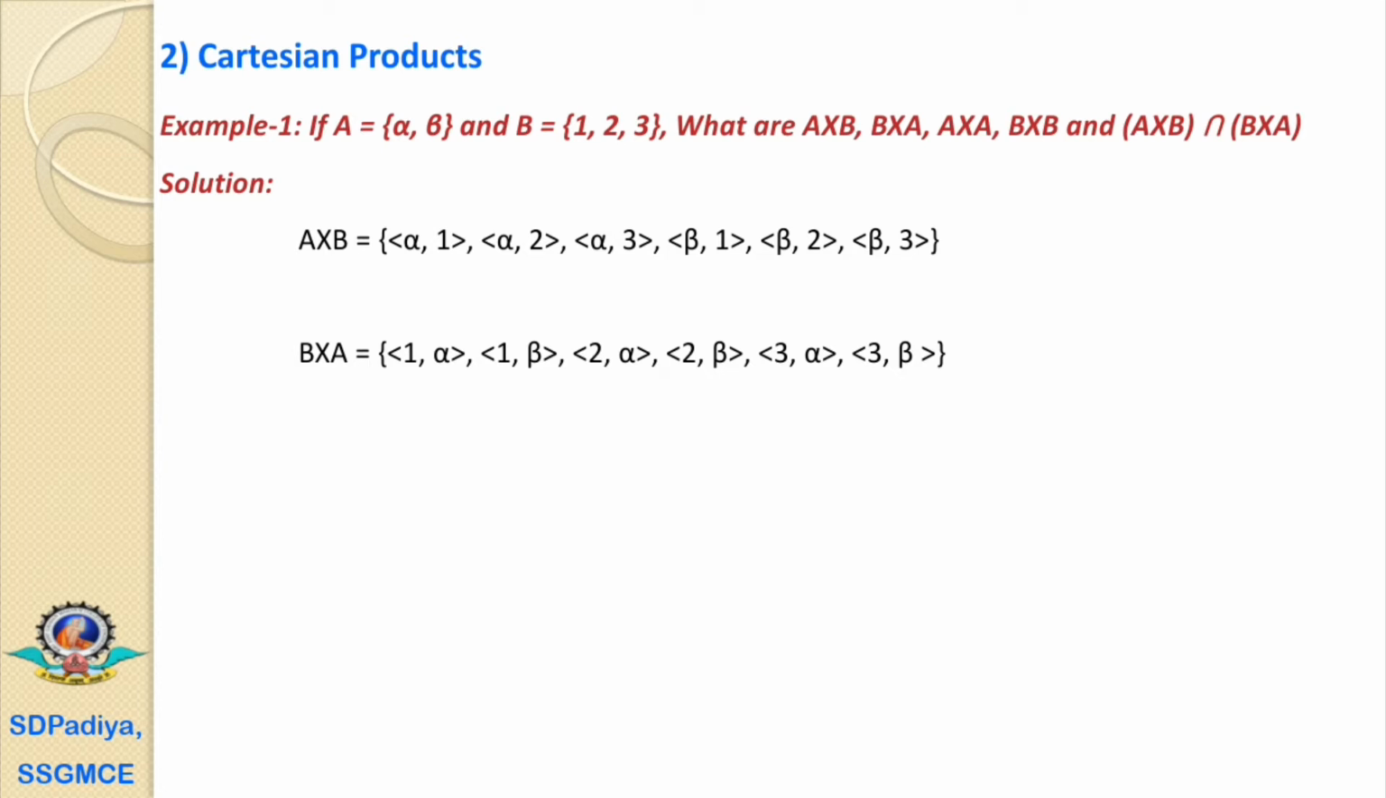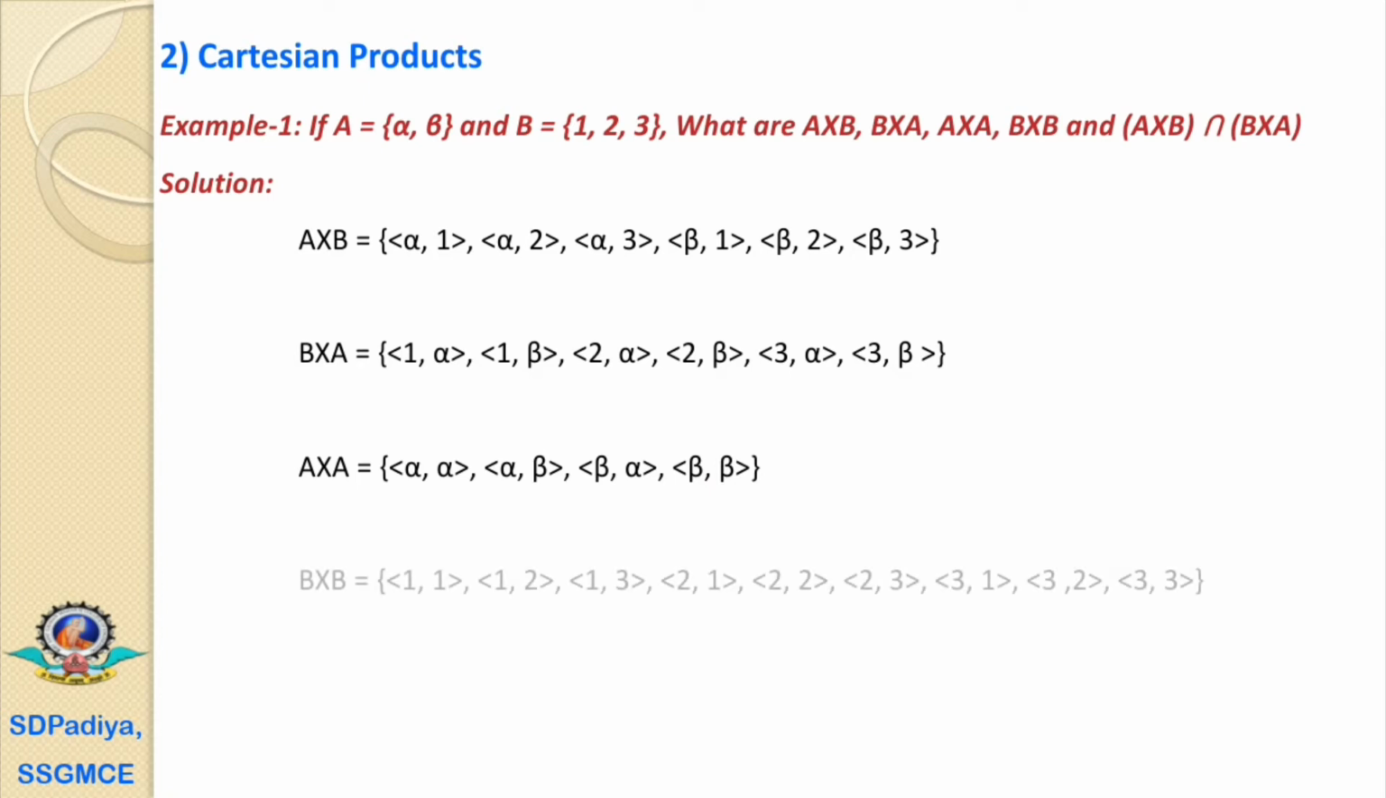The next is the Cartesian product of A and A. Here we have to find all the possible combinations between the elements of A, that is (alpha, alpha), (alpha, beta), (beta, alpha) and (beta, beta). The same goes for the Cartesian product of B and B. We have to find all possible combinations between the elements of set B, that is (1, 1), (1, 2), (1, 3), (2, 1), (2, 2), (2, 3) and (3, 1), (3, 2), (3, 3).